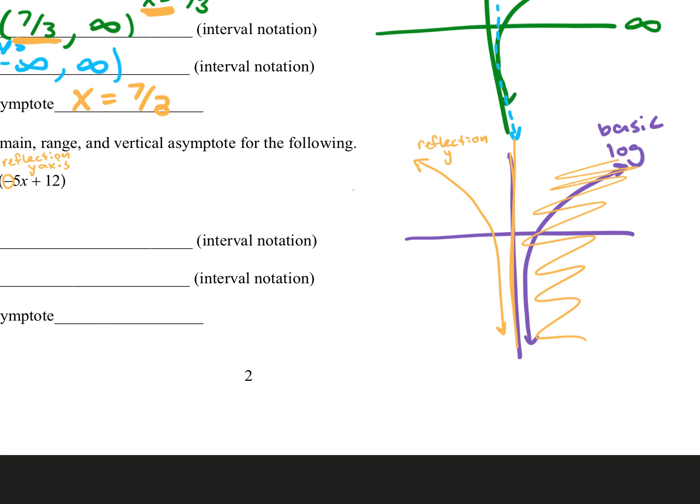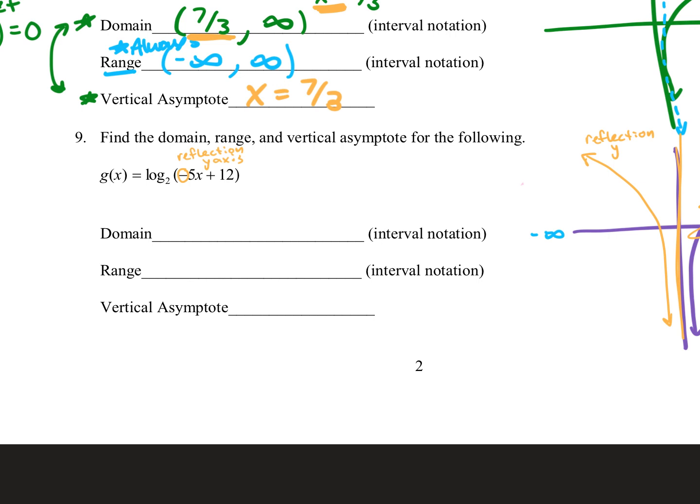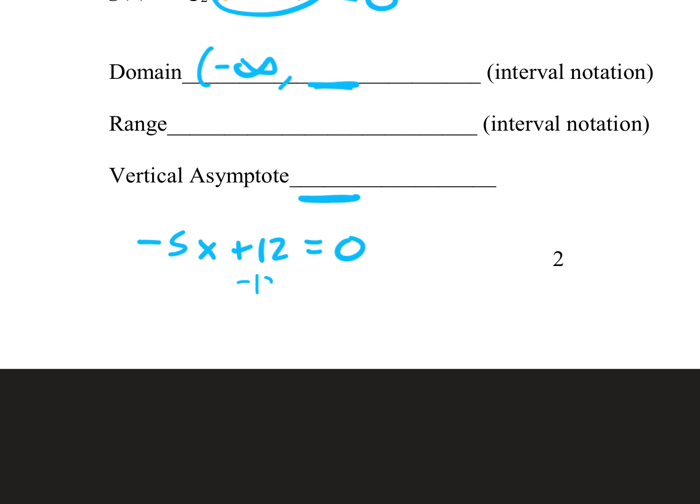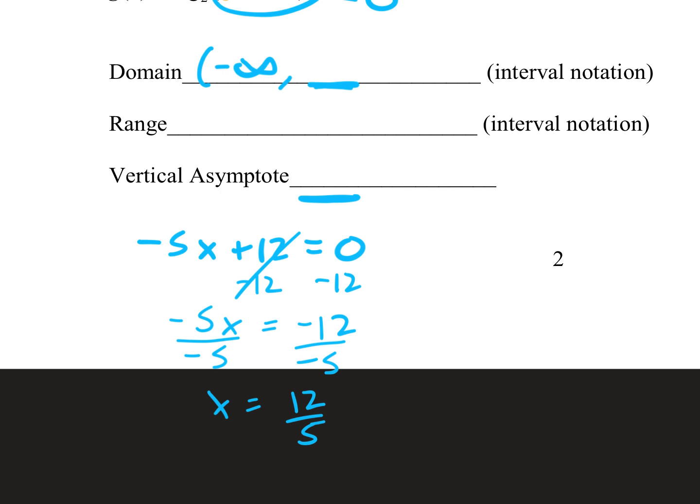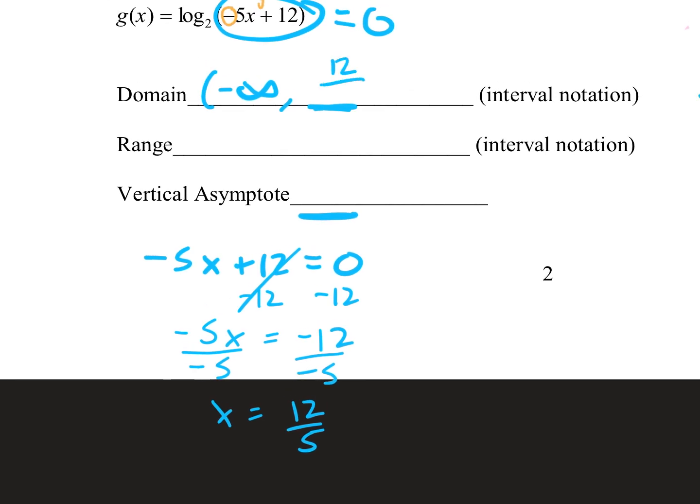So now our domain, remember domain is left to right. So is our graph going to infinity or to negative infinity? Negative infinity. So our domain would start with negative infinity. And then the number that comes from the domain and the vertical asymptote, we set the parentheses equal to 0. So I have negative 5x plus 12 equals 0. And we just solve here. So I'm going to subtract 12. Negative 5x is equal to negative 12. Divide by negative 5. So x is equal to 12 over 5. So our graph's going from negative infinity to 12 over 5.